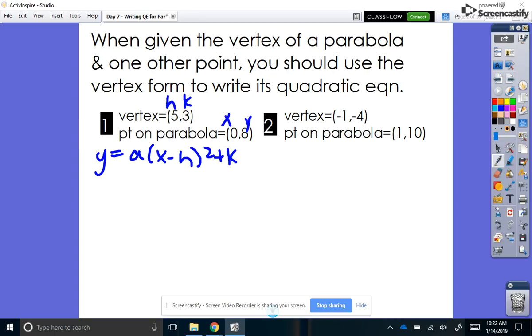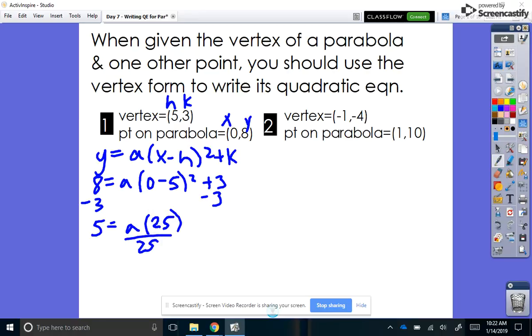So I'm going to say y, which is 8, equals a times 0 minus 5 squared plus 3. To solve for a, I'm going to subtract 3. So 5 equals a times negative 5 squared is 25. Divide by 25. 5 over 25 is 1/5. So now I have a. I also have h and k. So the equation is y equals 1/5 times x minus 5 squared plus 3.